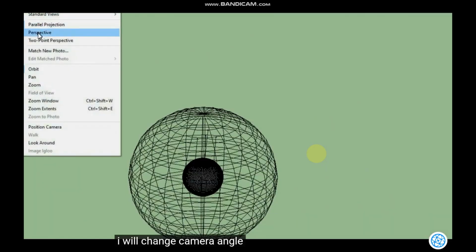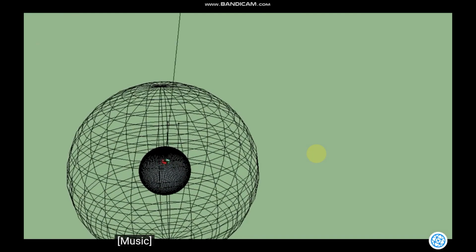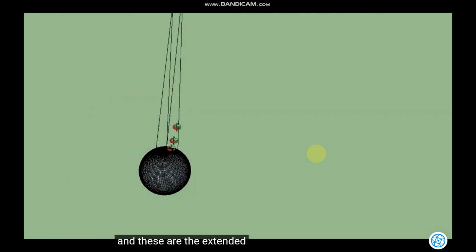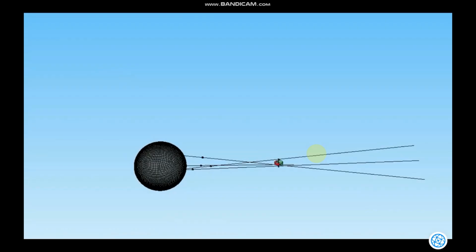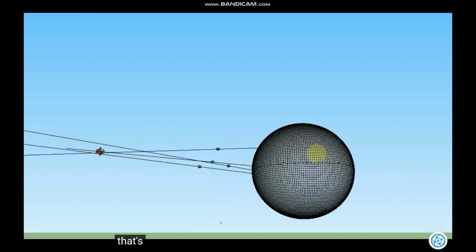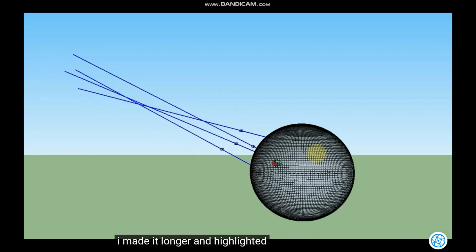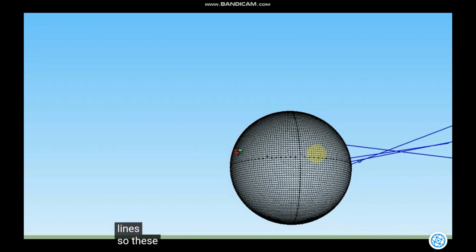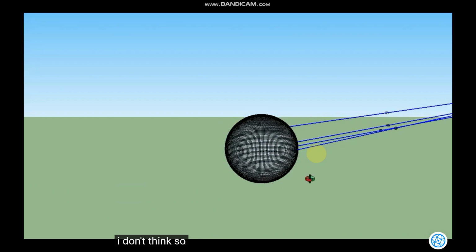I will change camera angle. And these are the extended lines. Yeah, they're parallel. Huh. That's amazing. Oh, I see this one is a little bit too short. I made it longer and I highlighted the lines. So these are parallel. I don't think so.